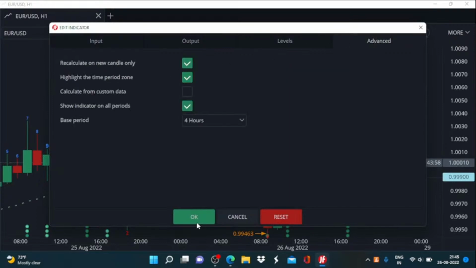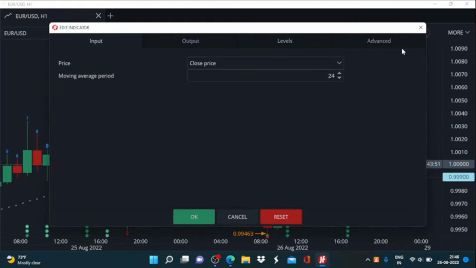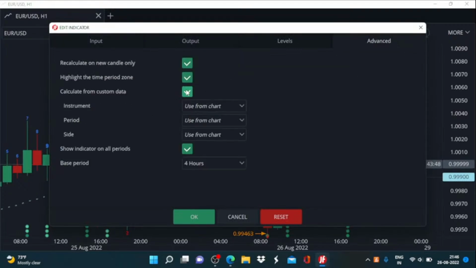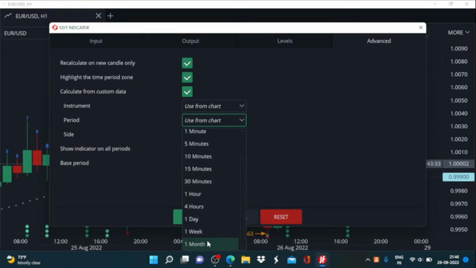Highlight the time period zone. You can highlight the calculation time period used for these McGinley dynamic. Calculate from custom data. You can define the instrument, or you can simply use it from the chart. Same thing you can do with the candle period. You can use it from the chart, or you can define it starting from 10 seconds to all the way towards month, and whatever is your chosen time period for the plotting of the MD, that particular candle period will be used regardless of what the time frame of the chart is.